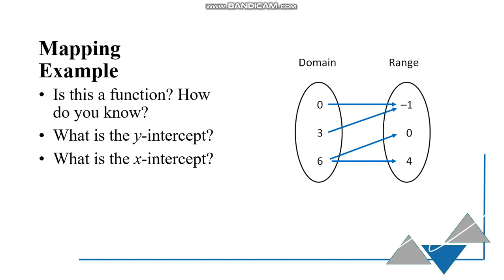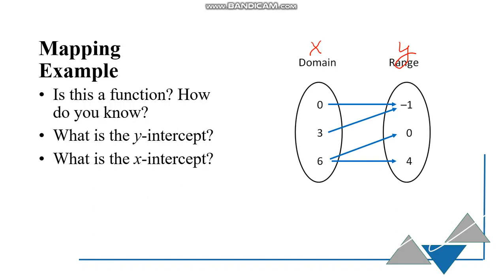This is one way to show the relationship between two sets of numbers. And we call this a relation. And I'm going to skip that first question. Is this a function? Let's go to the next question. What's the y-intercept? What's the x-intercept? So remember that the domain, those are our x values. The ranges are y values.